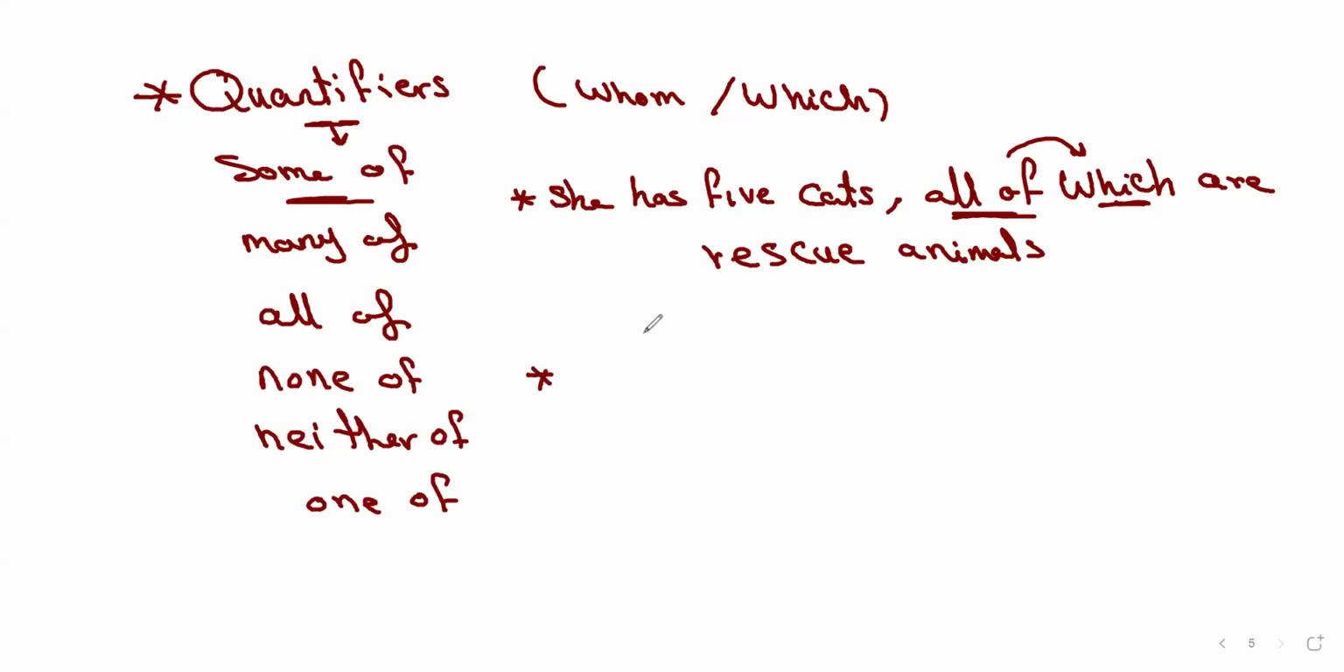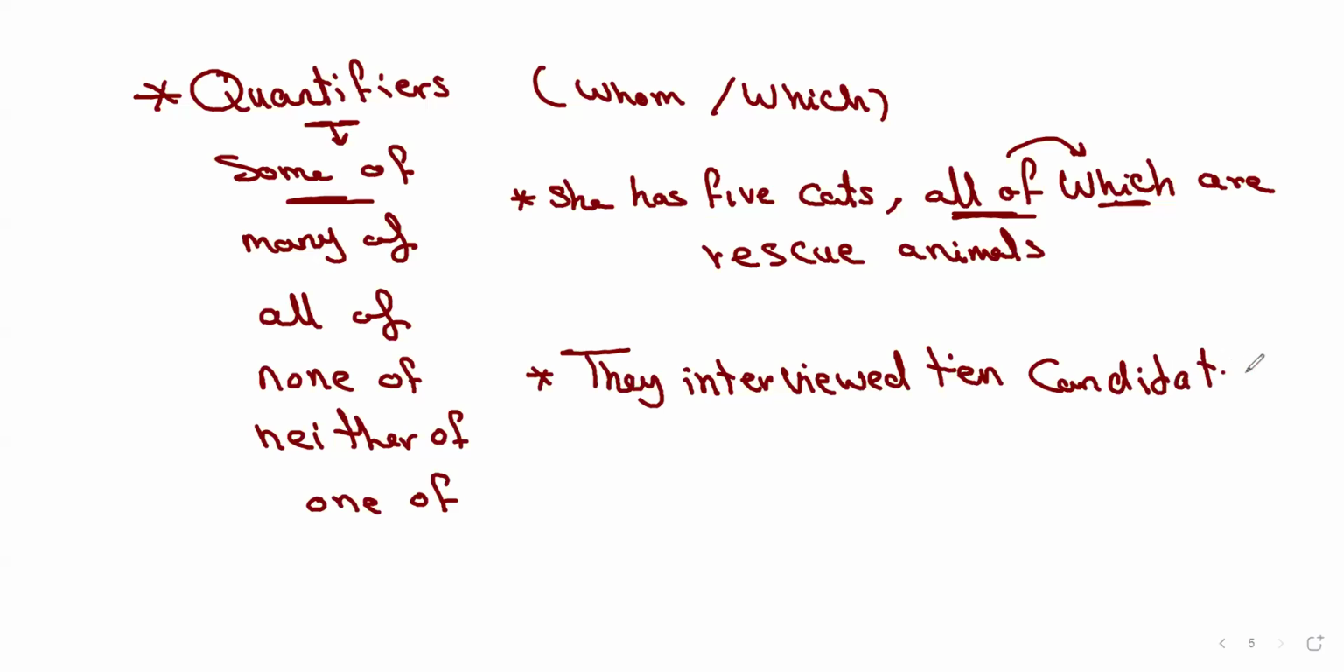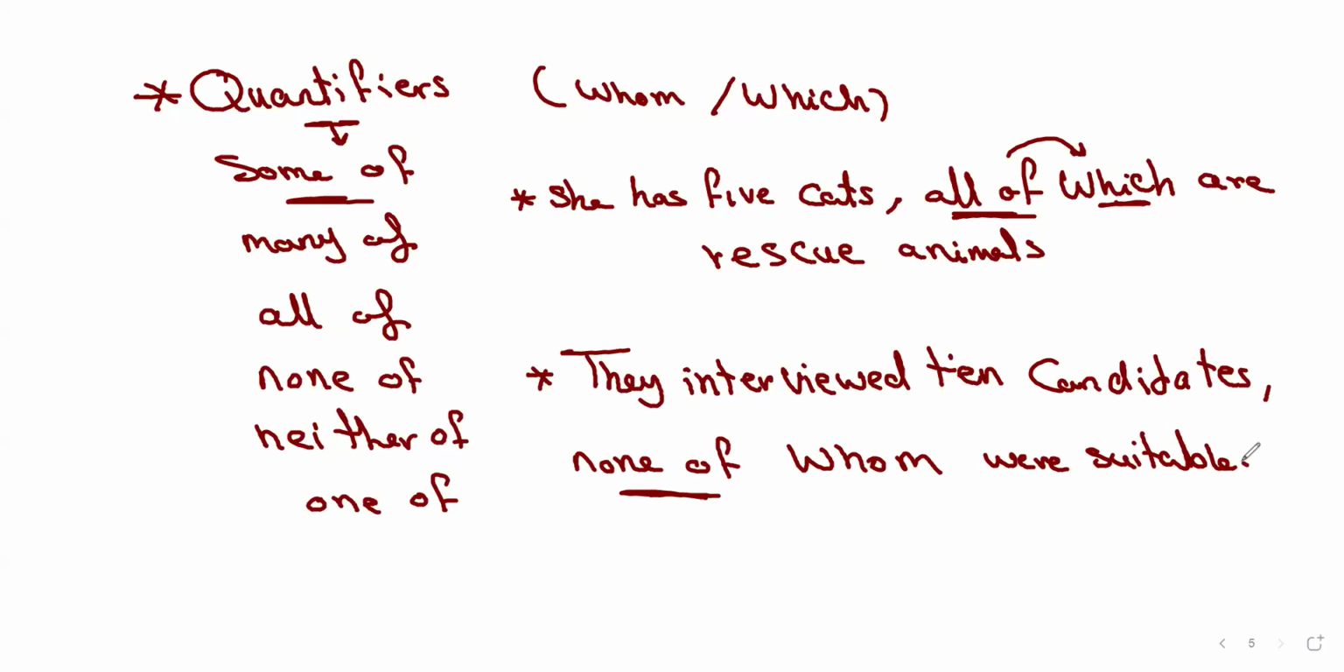Let's see another one. They interviewed 10 candidates, none of whom were suitable. Okay, none of is a quantifier before whom.